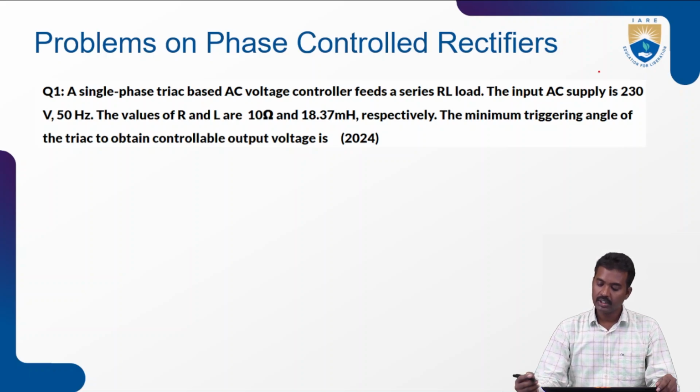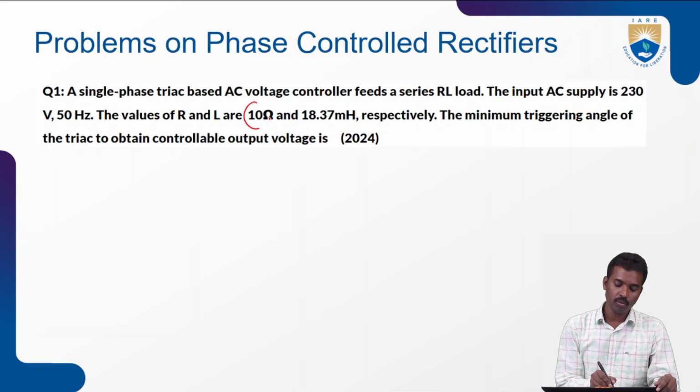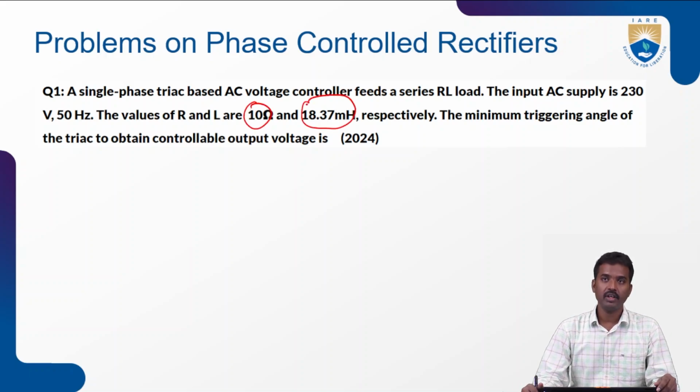The input AC supply is 230 volts, 50 Hz. The value of R is 10 ohms and L is 18.37 millihenries. Now the minimum triggering angle of the triac to obtain the controlled output voltage is asked. So here we need to calculate the alpha value.